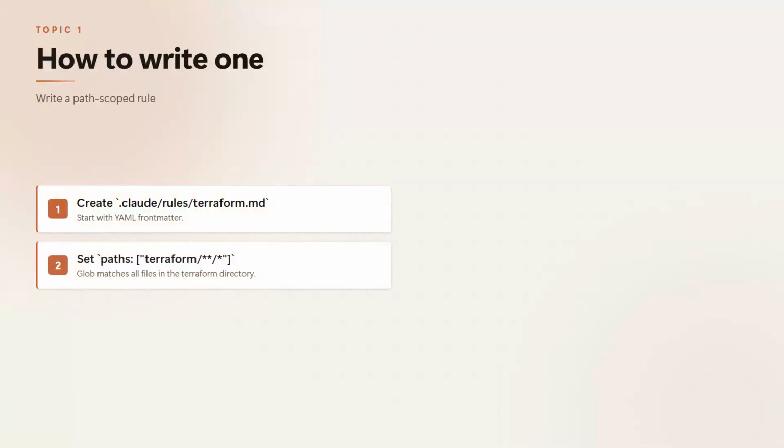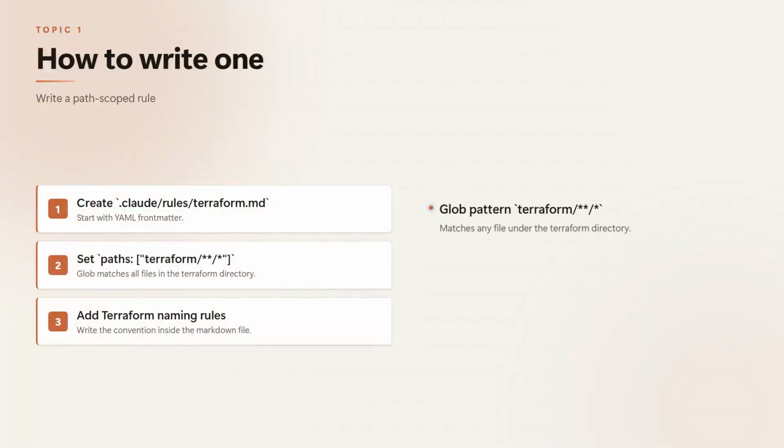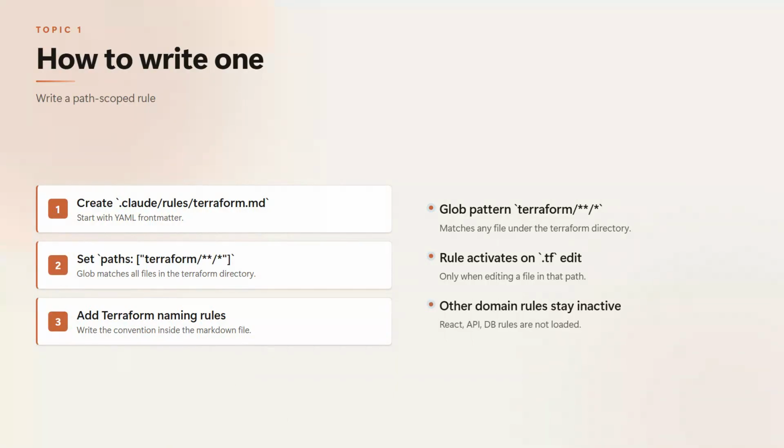Take the Terraform case. You create .claude/rules/terraform.md with Frontmatter paths, terraform/**. Inside, you write your naming conventions. When you open any file in the terraform/ directory, this rule loads. The React hooks rule with its paths glob does not, because you're not editing a TSX file.